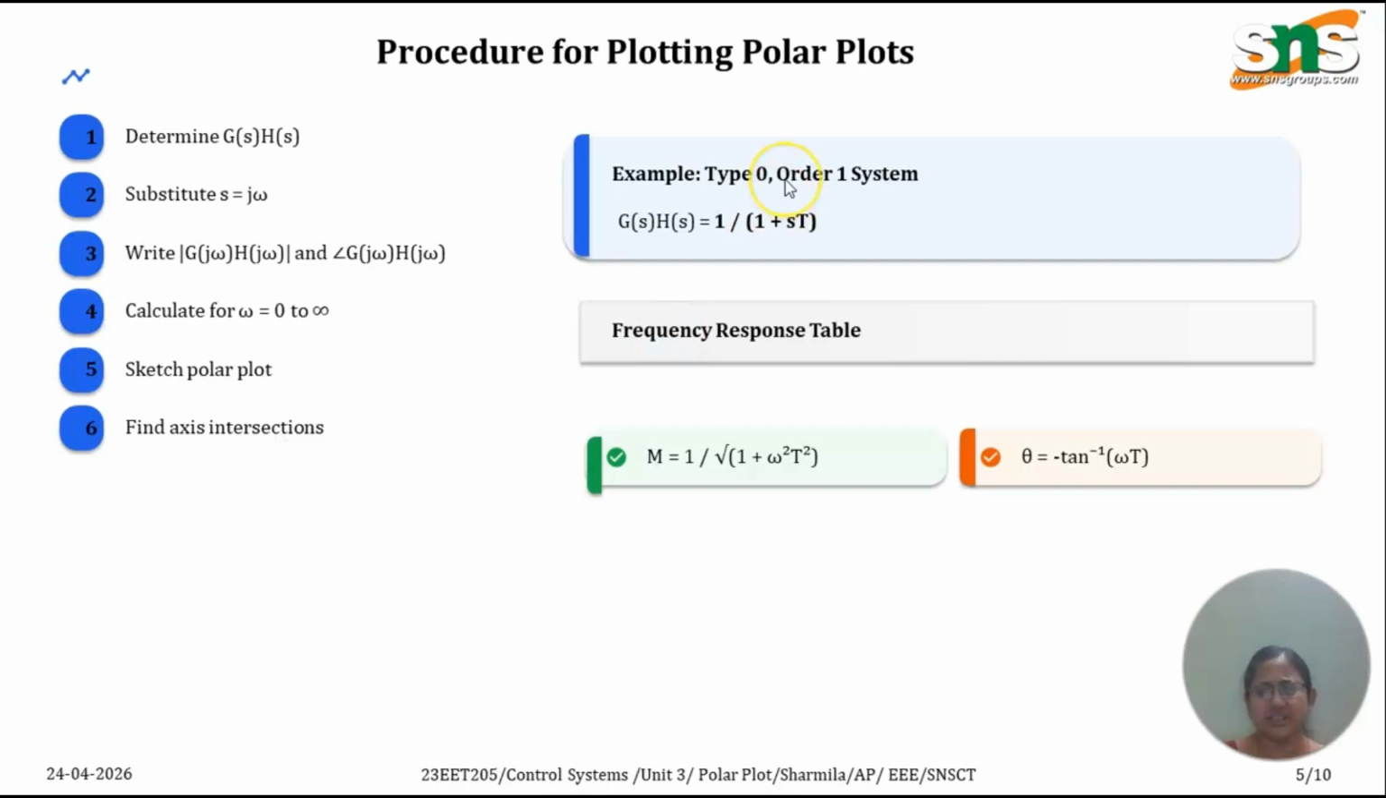So let us consider a simple example. G(s)H(s) is equal to 1 by 1 plus sT. So here the magnitude M is equal to 1 by root of 1 plus ω squared T squared, and the phase we can calculate as θ equal to minus tan inverse of ωT. So by varying ω we can plot the curve and observe system behavior.